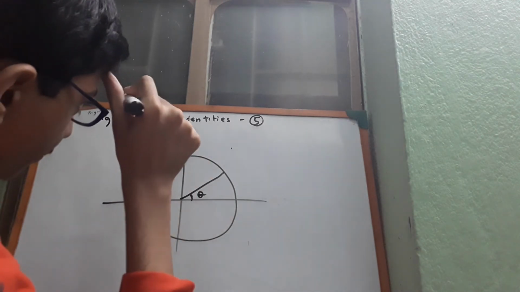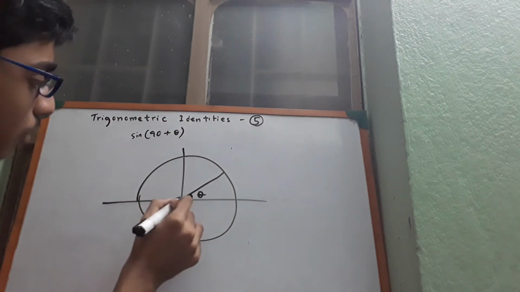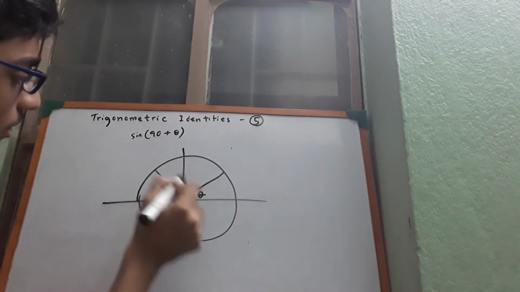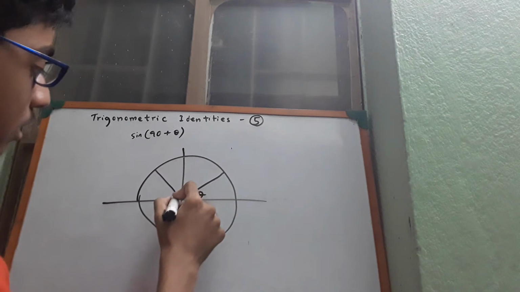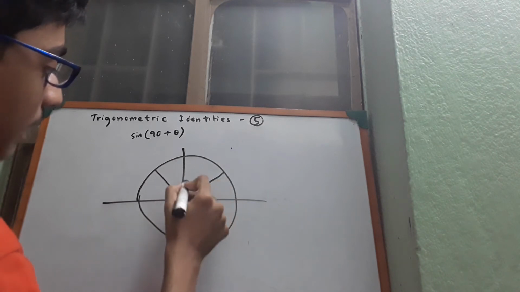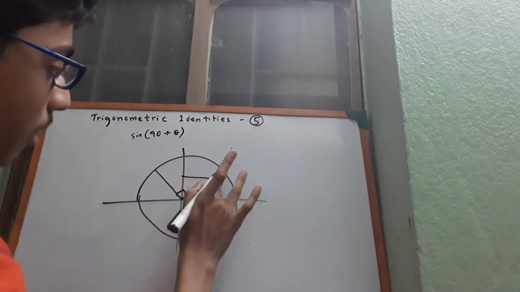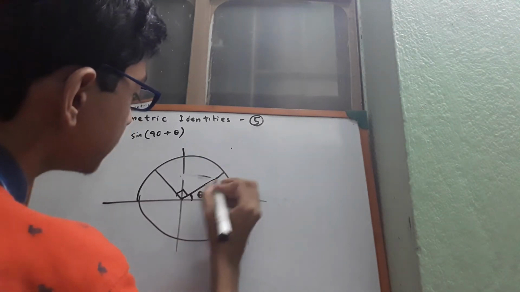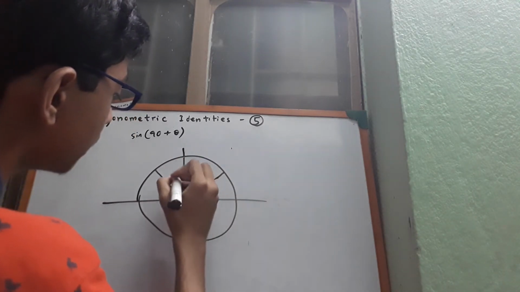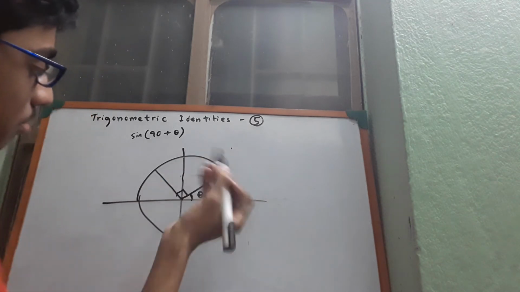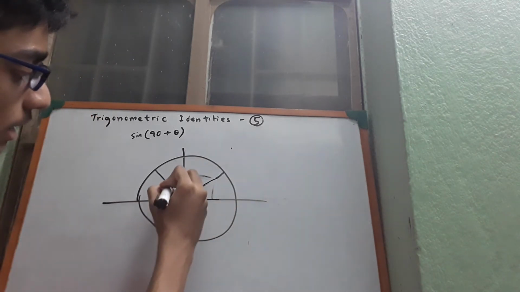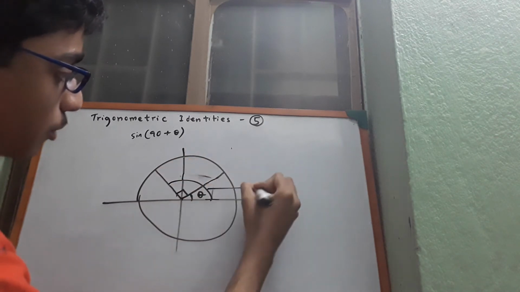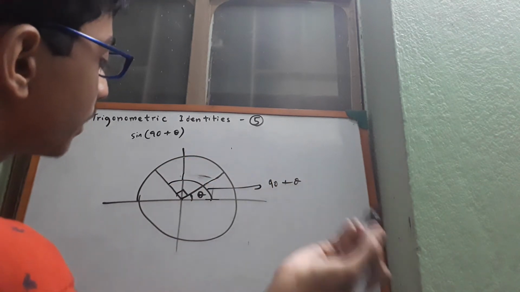Now do one thing. You just add 90 here. This angle here, let it be 90 degrees, and this angle again is also 90 degrees. I hope you know what I mean, right? So this entire angle here will just be 90 plus theta. This is what I'm trying to say. We need to find the sine of this angle.